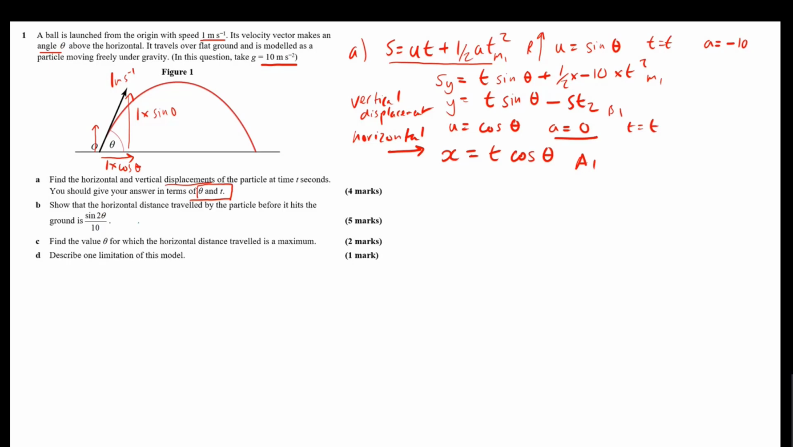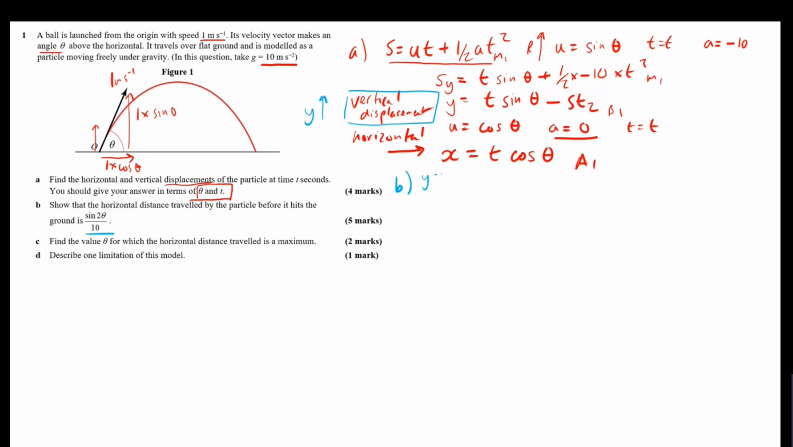B, it says, show that the horizontal distance travelled by the particle before it hits the ground is sine 2 theta over 10. So what do we know? How can we do something for when it hits the ground? So when this hits the ground, this is the vertical displacement here. What does y have to equal? And we're going to use part A to solve B. So what does y have to be? Yeah, 0. Well done there.